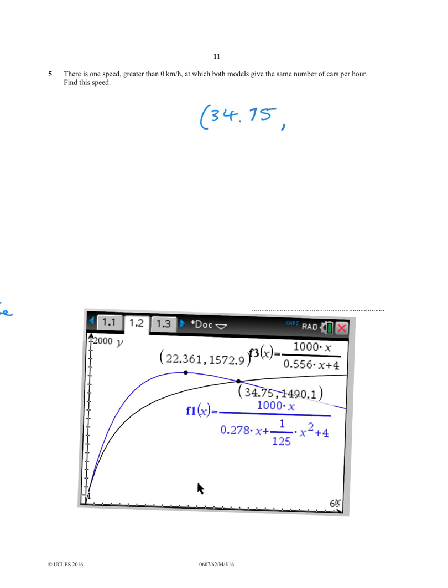34.75 and 1490.1. Now all I need to do is identify or be sure that I know which one is the speed, and that should be my x coordinate. So it's at 34.75 kilometers per hour. And there we are. Jobs are good.